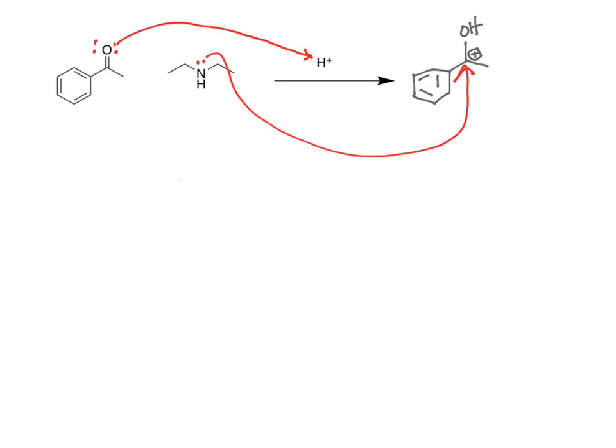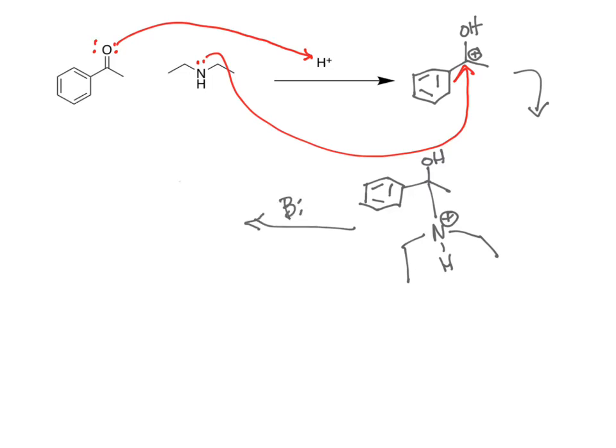The next step of the reaction involves attack of the nucleophile, the secondary amine, on the positively charged carbon. That gives us an intermediate that has a positive charge on the nitrogen atom. So, proton on, something happens. The next step will be proton off.